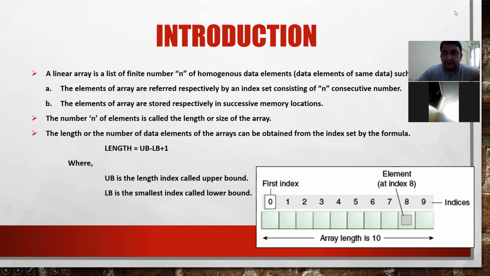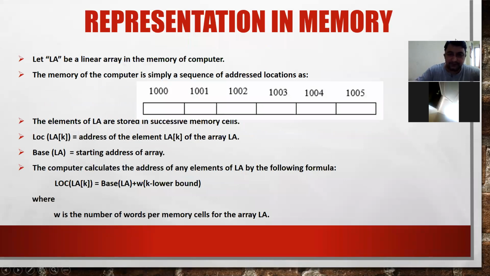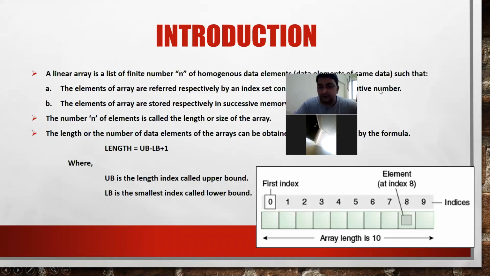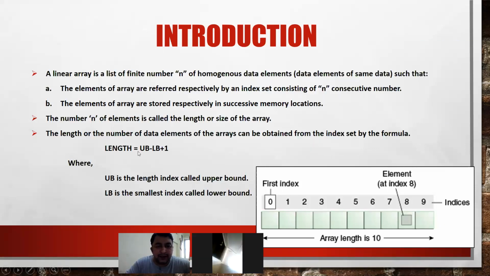See here, suppose upper bound equals 9. So 9 minus lower bound, which equals 0. So 9 minus 0 plus 1, what does it give? 10. So 10 elements are there in this array. So this is how you can find out the number of elements in the array.